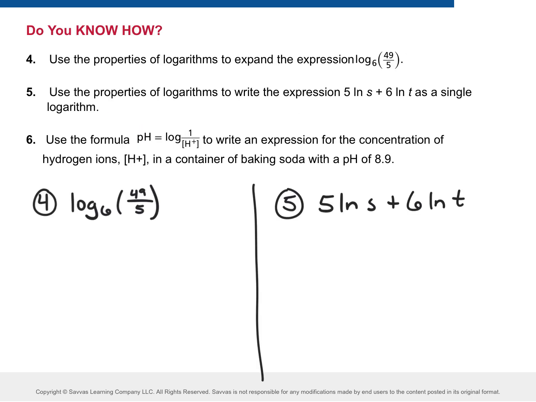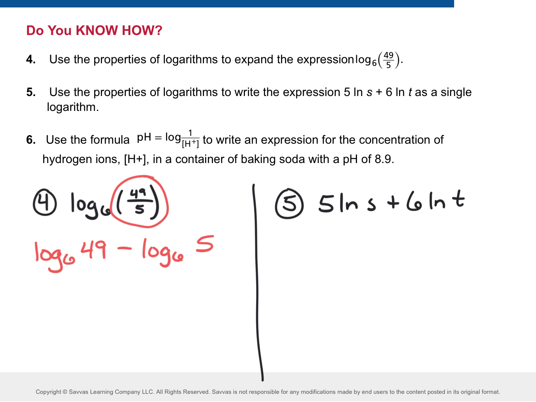Number 4, we want to expand this. Right now I have it as one log. Understand what's happening in the parentheses. What do we got? Division, right? Because of that fraction bar. Dividing, what does that turn into? Subtraction. So remember, we keep this log base 6. So log base 6, what's first? The numerator. Log base 6 of 49. And then what do we say? Minus, what's next? Log base 6 of 5. Remember, when you expand, make sure that each term has that log base 6.